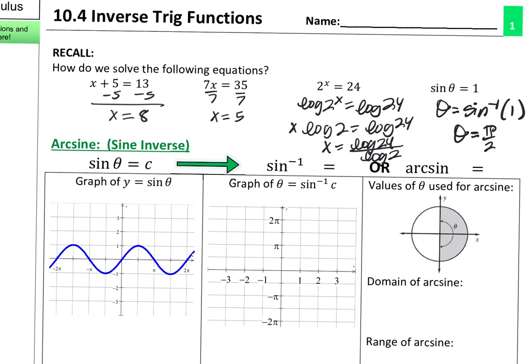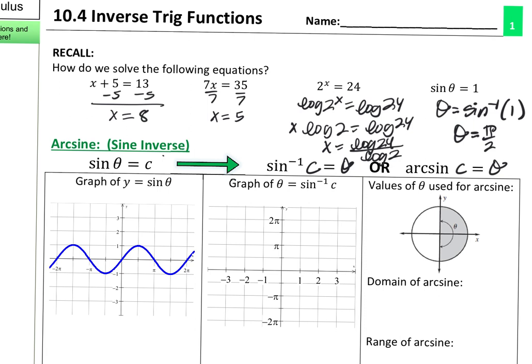So whenever you see arc sine, that's the same thing as sine inverse. Sometimes you see it with a -1. That's traditionally how I write it. So let's say this is some number c, okay, and then we have theta. If you see it like this with the word arc sine, it's the same thing, okay? Sometimes you'll see it arc sine, sometimes you'll see it with that -1 exponent, but they mean the same thing.